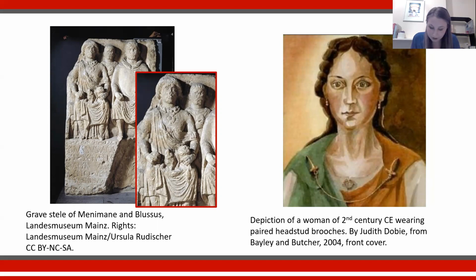Instances of funerary and iconographic evidence, particularly from continental Europe, provide further support for how these artifacts may have featured in female-gendered suites of dress. Some examples here include the widely cited costume of Menimane on a tombstone from the Mainz-Weisenau region, and an artist's rendering of such a 2nd century costume.